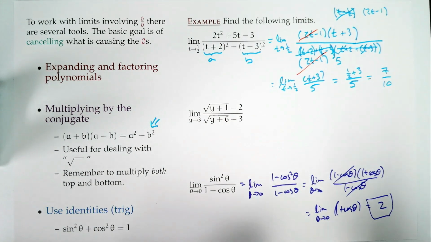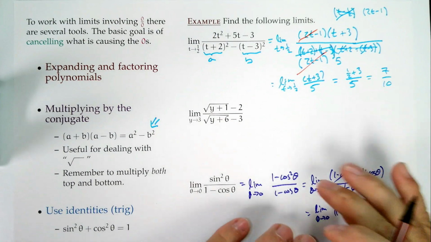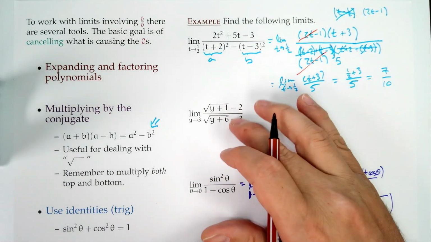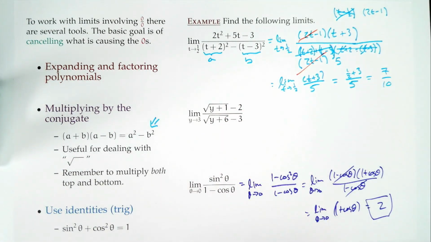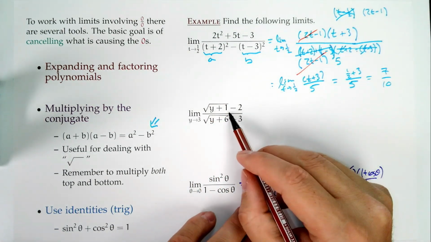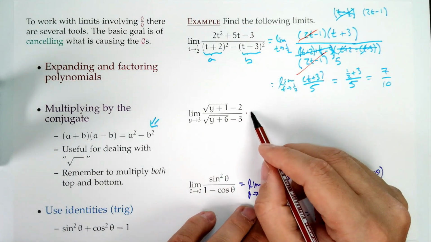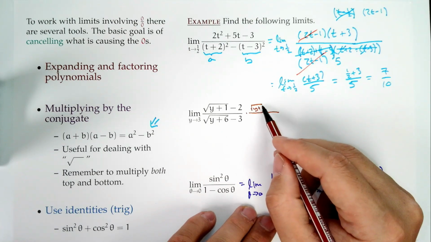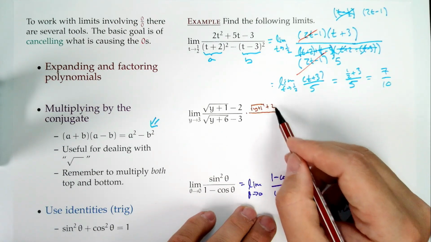All right, so what do we do here? Well, we'd really like to get rid of one of these square roots. In fact, we'd like to get rid of both of these square roots. Our goal is to remove the square roots and be left with something that we can cancel out. So how do we do that? Well, we have here the a minus b. So suppose I want to get rid of the square root upstairs. I'm going to multiply that by the square root of y plus 1 plus 2.